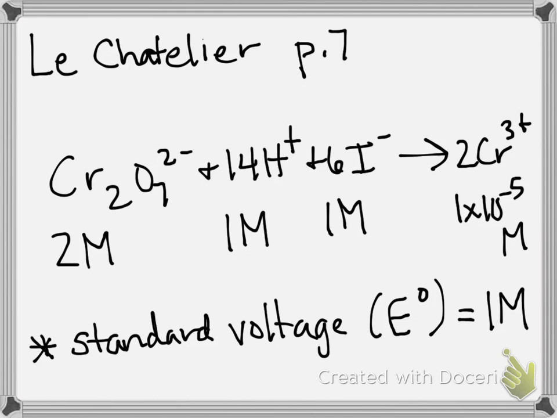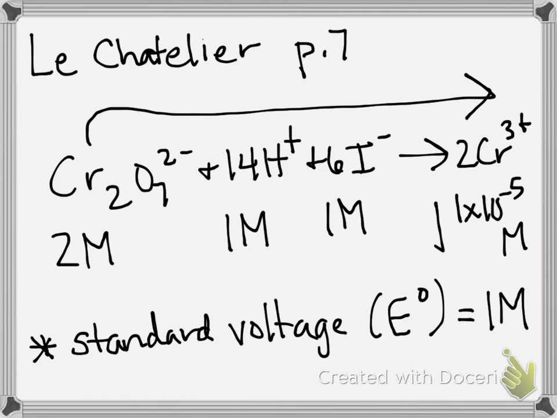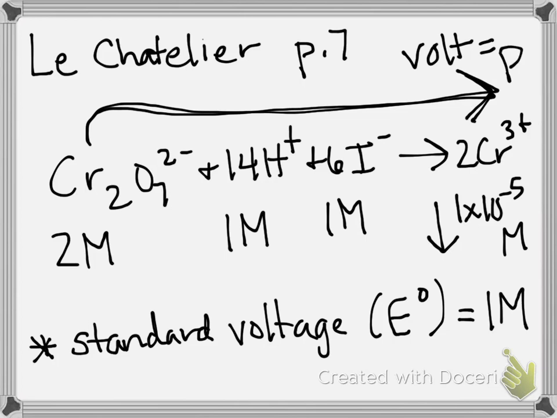So notice we have more reactant, and according to Le Chatelier, if we have more reactant, we make product. We also have less product, and as we have less product, we make product. And as you make product, you make voltage. Voltage equals product. So my non-standard voltage is actually going to end up being greater than my standard voltage, since more voltage will be produced.